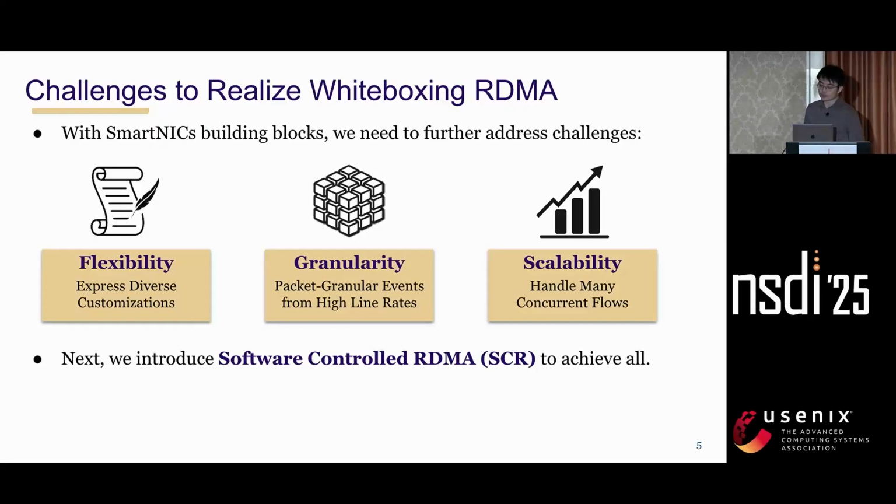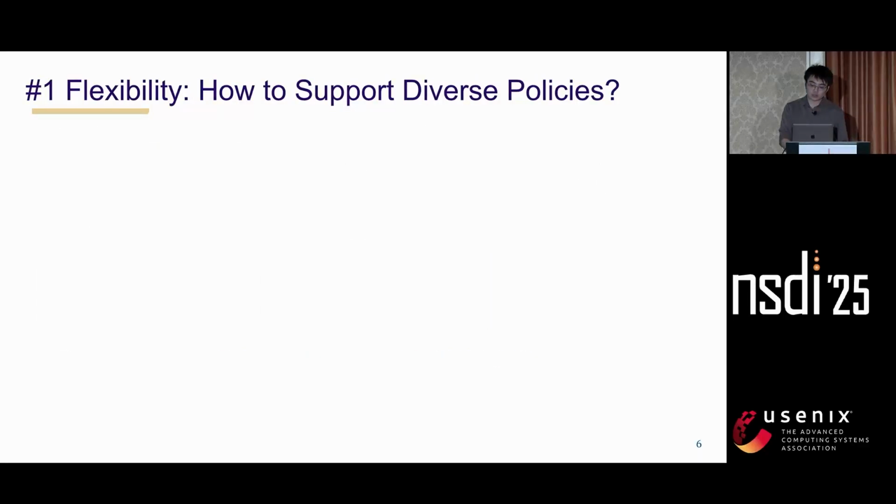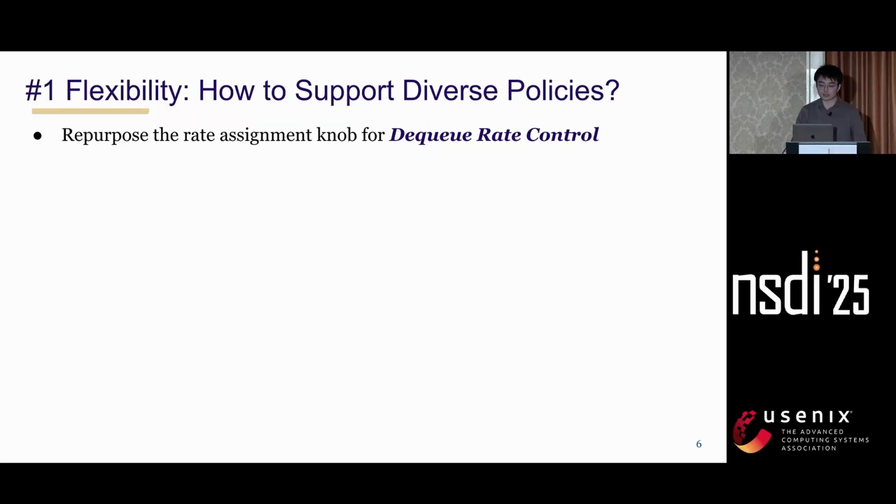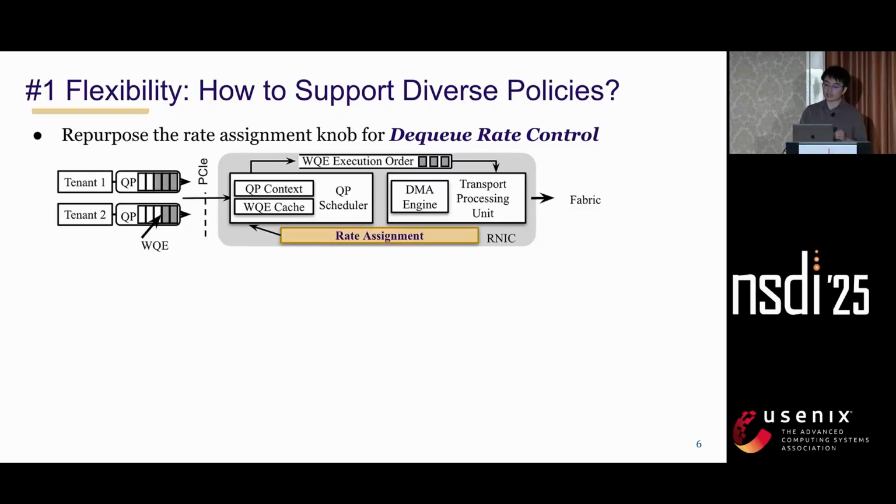Next, we will introduce our solution, the Software-Controlled RDMA, SCR, framework, to achieve these three goals. Firstly, we address flexibility: how to support diverse policies. The key idea is that we repurpose the rate assignment for QP rate control. Revisit the RDMA NIC architecture. Now, with the embedded processor, the rate assignment module is programmable.